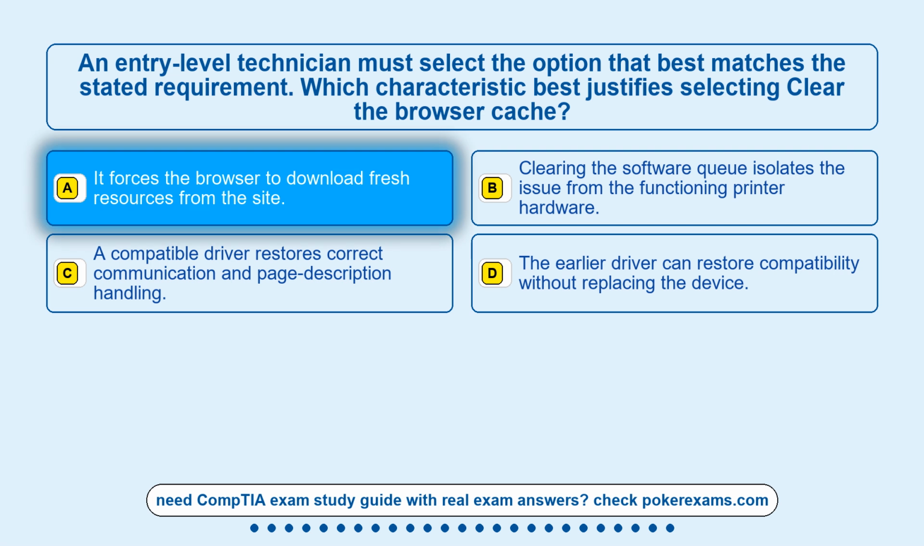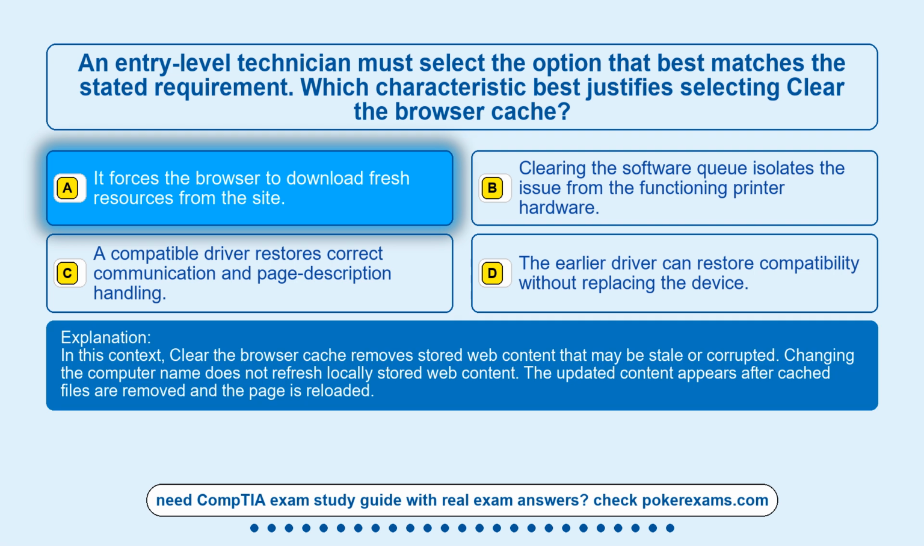The correct answer is option A. It forces the browser to download fresh resources from the site. In this context, clear the browser cache removes stored web content that may be stale or corrupted. Changing the computer name does not refresh locally stored web content. The updated content appears after cached files are removed and the page is reloaded.